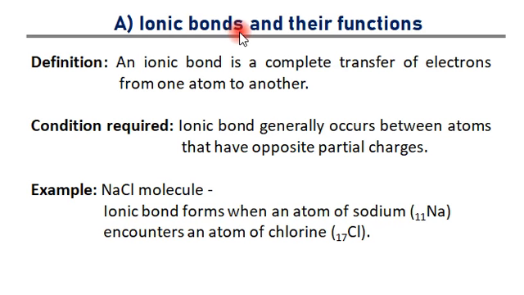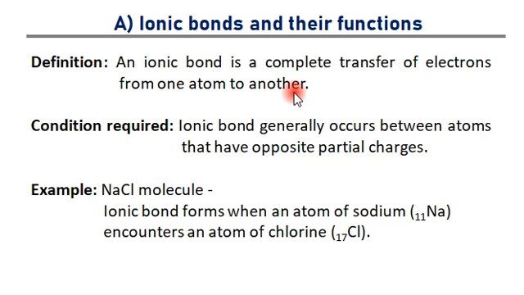Bond again is a force of attraction. Ionic bond is a force of attraction between two atoms produced due to partial opposite charges. Partial opposite charges are produced due to a complete transfer of electron from one atom to another. Now, how are the partial opposite charges produced? When one atom donates its extra electron present in its outer shell to the other atom, which requires an extra electron to complete its outer shell, it produces partial opposite charges.